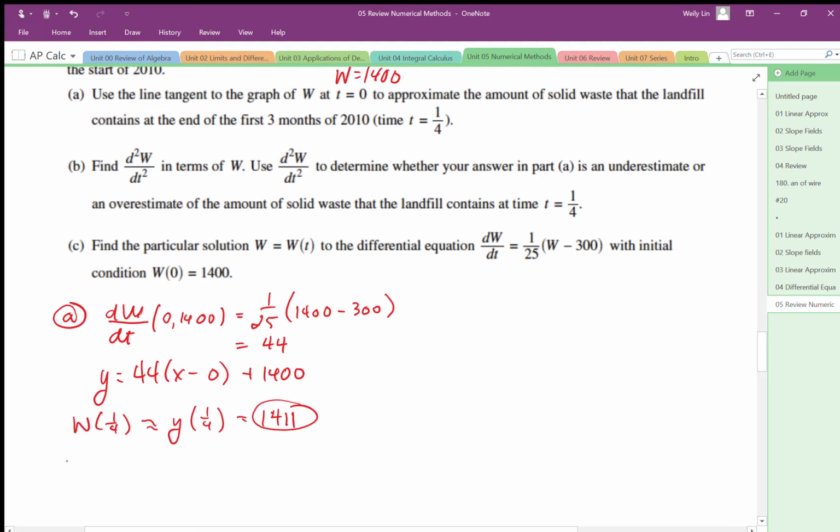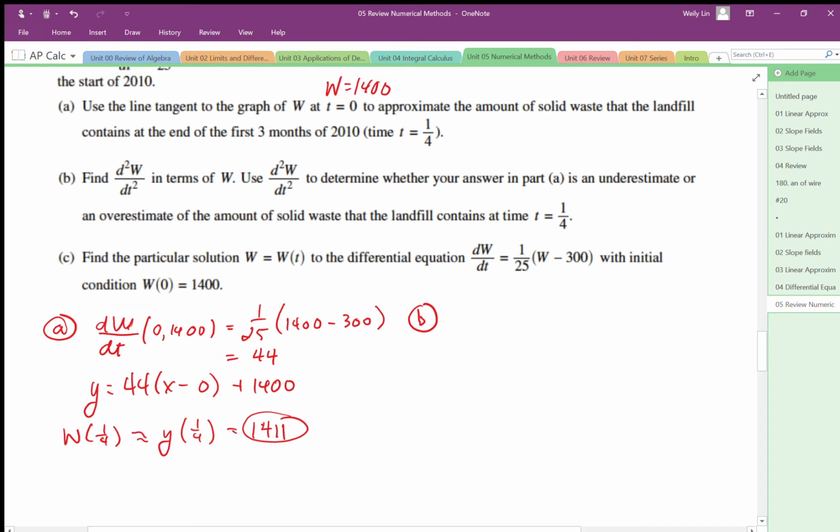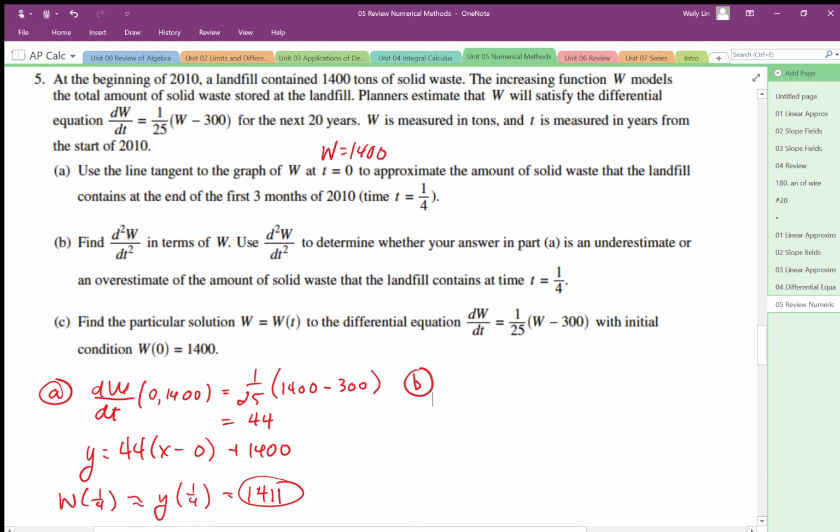Okay, so part B, I'm going to do part B over here. Part B is the second derivative. So first of all, find the second derivative, and then we're going to use that second derivative to determine whether the linear approximation is an underestimate or an overestimate. So first things first, find the derivative.